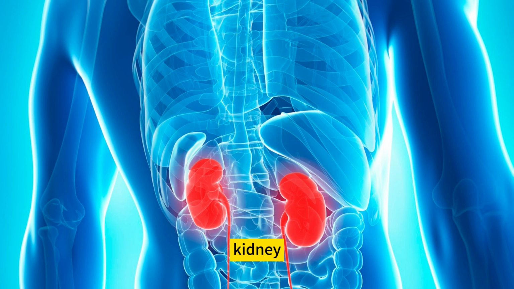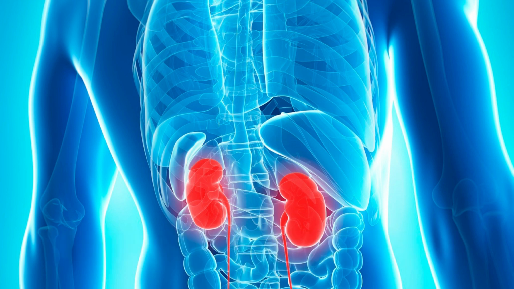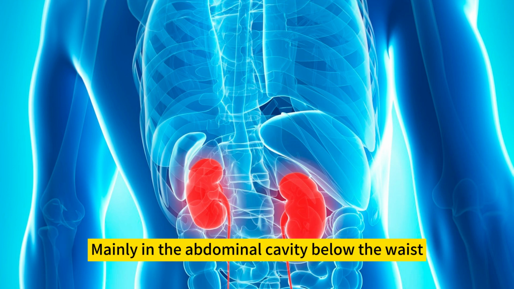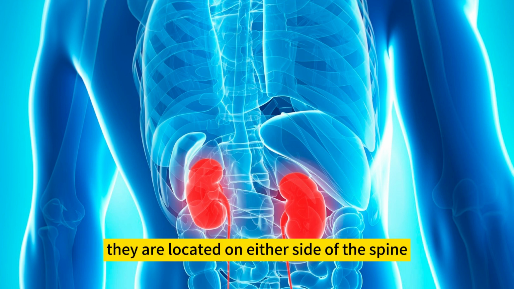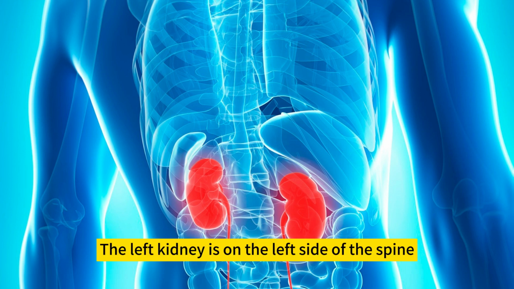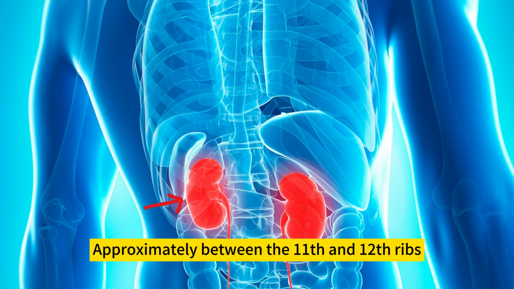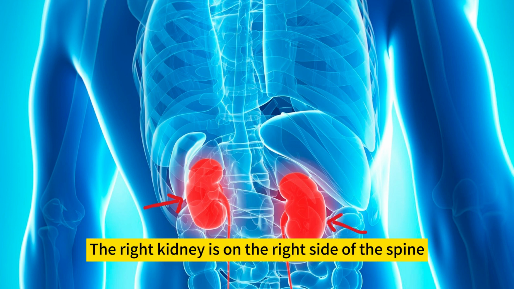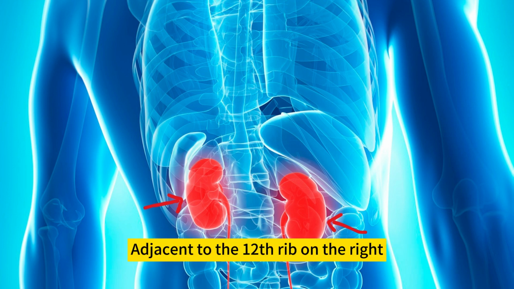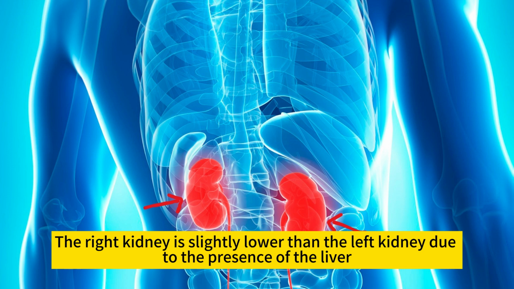1. Kidney. The kidneys are a pair of organs in the abdominal cavity of the human body, on the back, mainly below the waist. They are located on either side of the spine, near the retroperitoneum. The left kidney is on the left side of the spine, approximately between the 11th and 12th ribs. The right kidney is on the right side of the spine, adjacent to the 12th rib. The right kidney is slightly lower than the left kidney due to the presence of the liver.